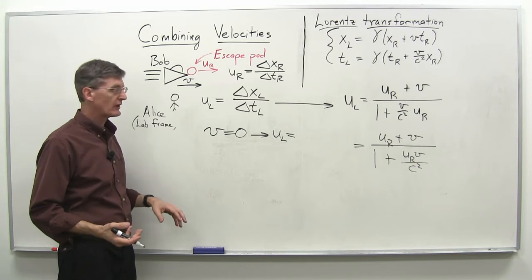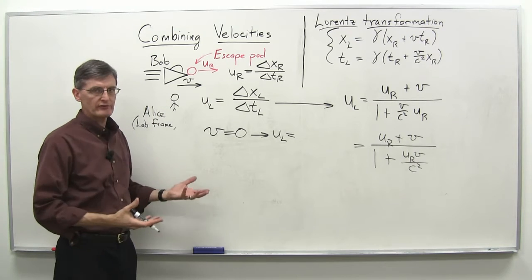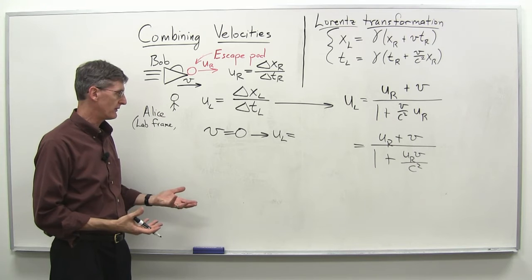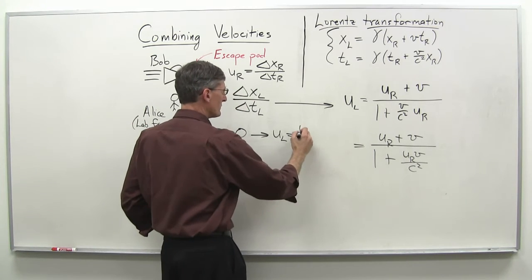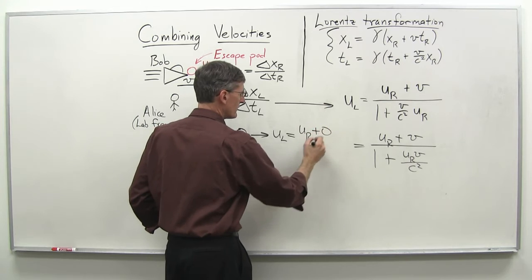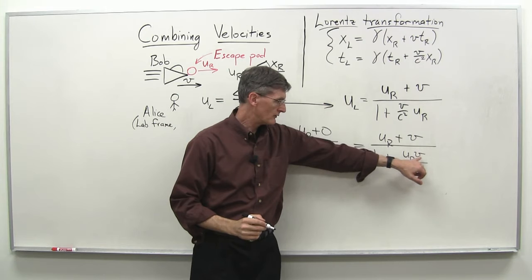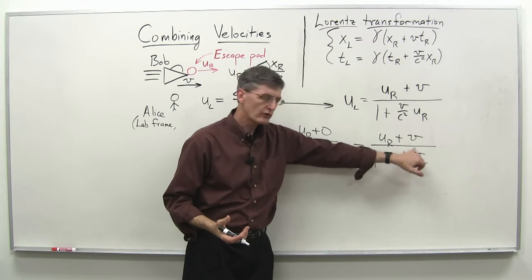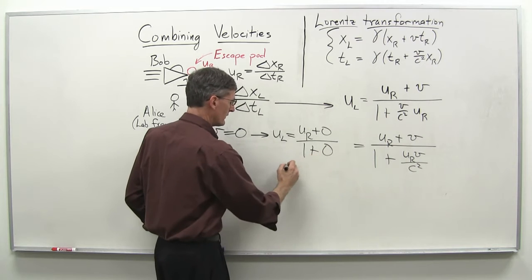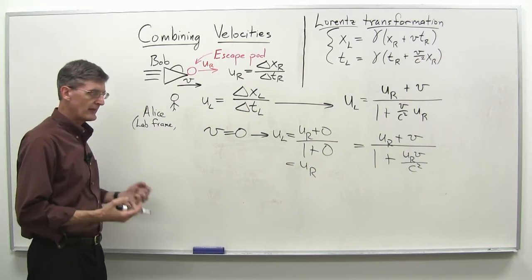If Bob shoots off the escape pod, and he sees it at velocity u sub r, well then of course Alice should see it at velocity u sub r as well. So let's see if that's what we get. If v is 0, on the top I get u sub r plus 0, all over 1 plus, and this time v, the velocity between the frames of reference, is 0. They're essentially the same frame of reference. So this whole thing becomes 0 again. You get 1 plus 0, and this just equals u sub r.